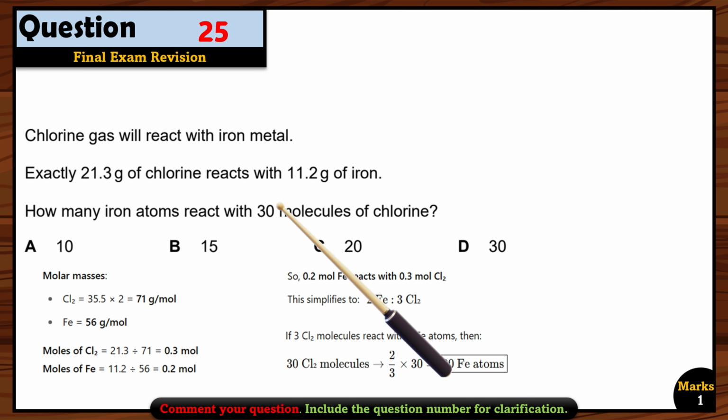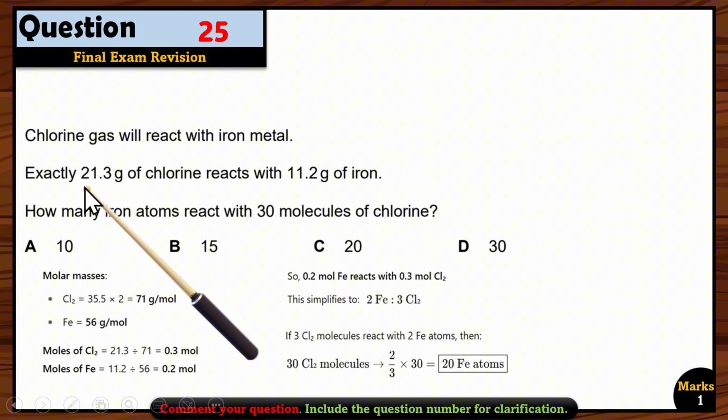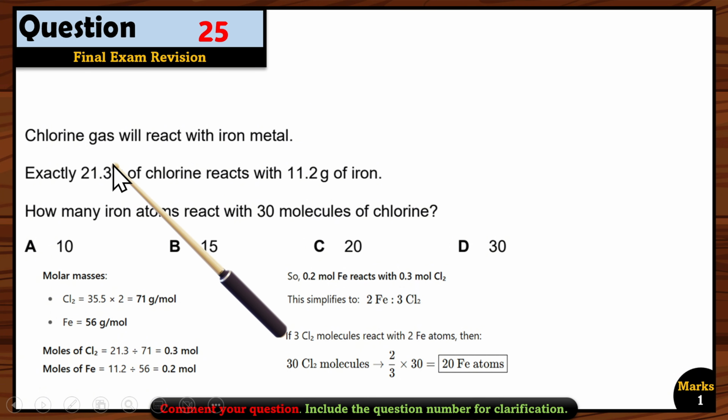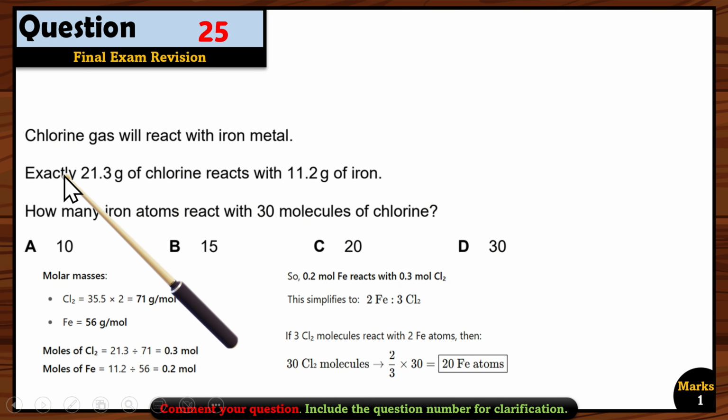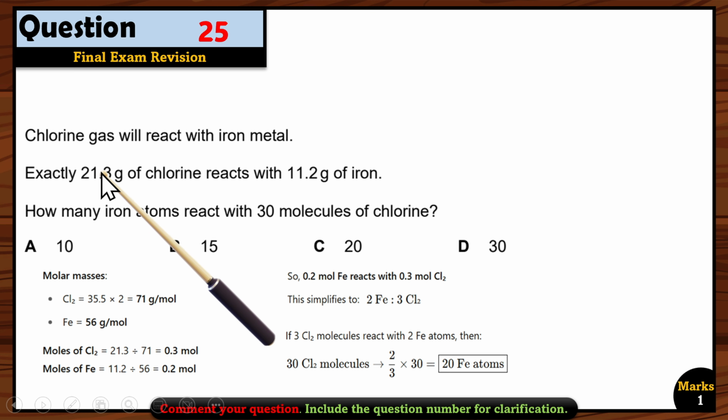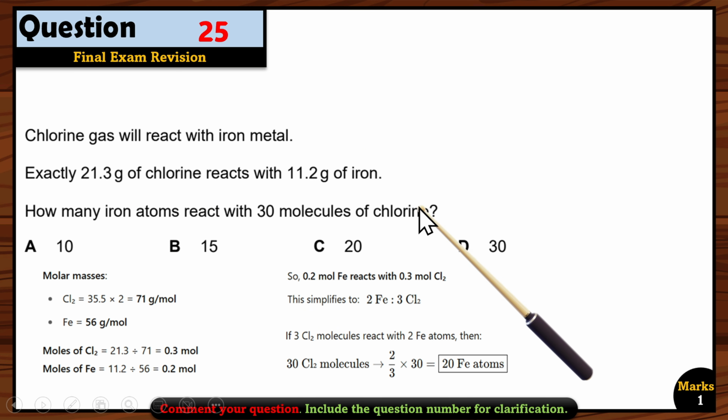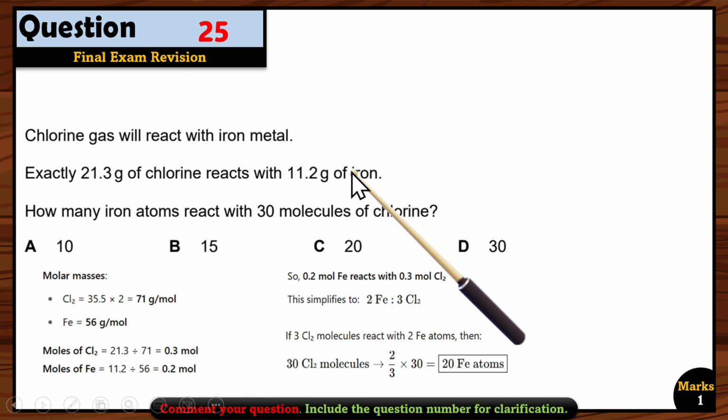Whenever you are relating any question related to Avogadro's constant, you have to find the number of moles, because you cannot differentiate whether they are equal or not, since their masses are different. So first we have to find the number of moles. How many moles of chlorine and how many moles of iron are actually used.